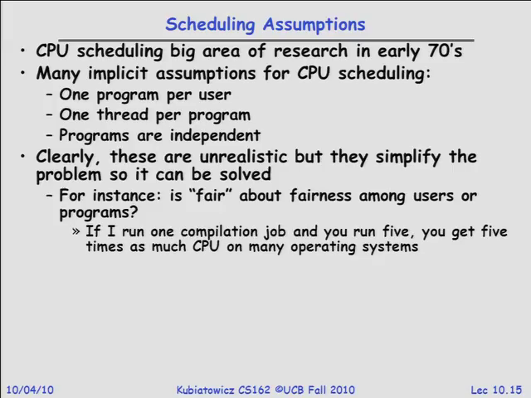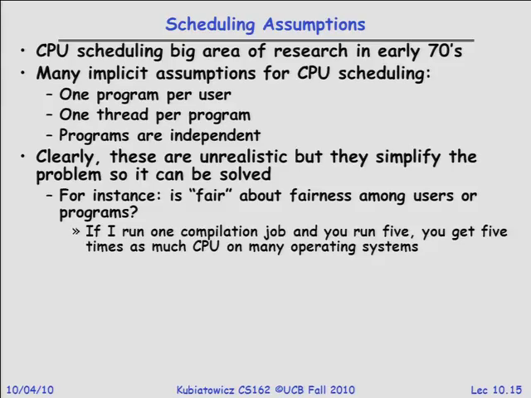So what does the word fair mean? Okay, if I run one compilation job and you run 5, is it fair that I get 1/5 of the CPU you do? Is that fair? Or should it be the case that each of your 5 compilation jobs gets 1/5 of the CPU of my compilation job? Which one is more fair? How many people think the first one is fair? The more jobs you run, the more CPU you get. Okay, a couple of people.